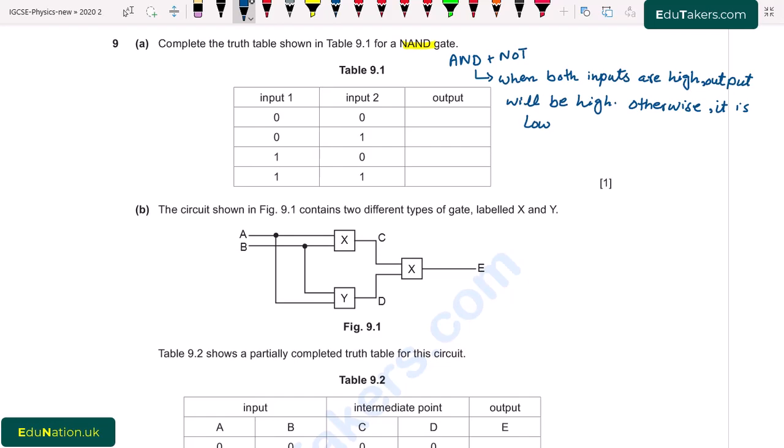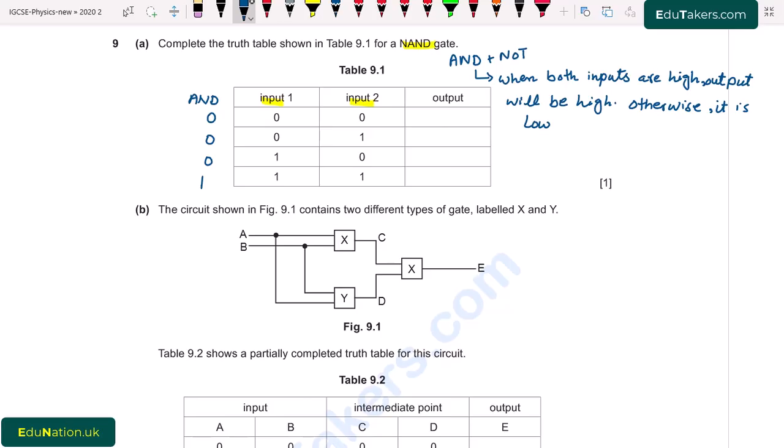So we have to complete this table according to the NAND gate. First of all, the two inputs are given, input 1 and input 2. We have to apply the AND gate here. In the AND gate, you can see at the last row, where both inputs are 1, 1, the output will be 1. For all other combinations, the output will be equal to 0.